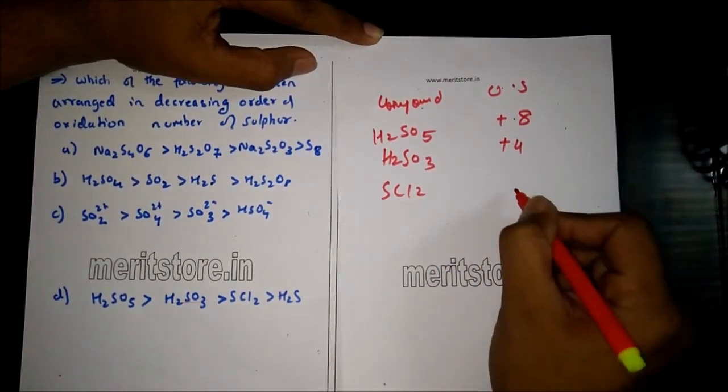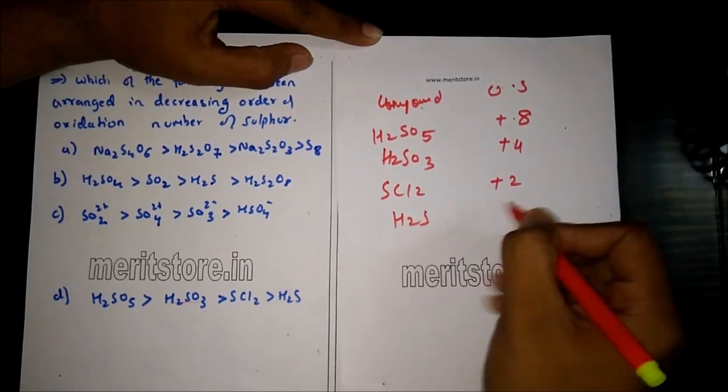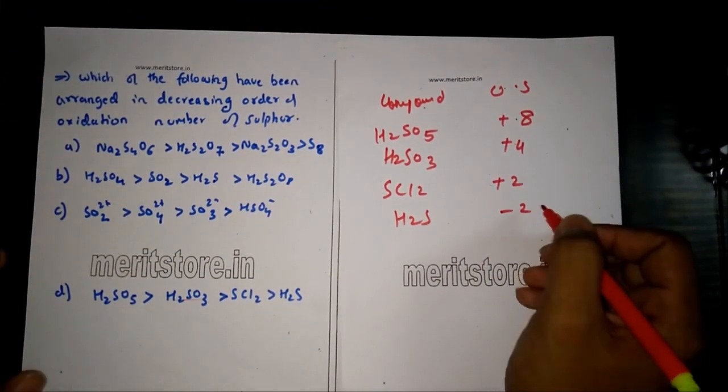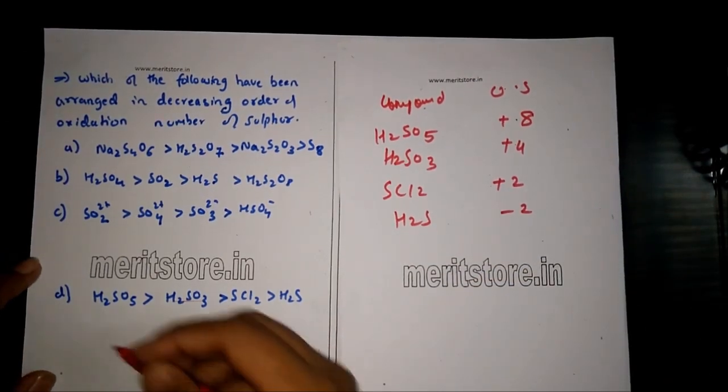H2S2, here the oxidation state of sulfur is plus 2. And in H2S, the oxidation state of sulfur is minus 2. Hence, in option D, all the compounds are arranged in decreasing order, which is the correct answer.